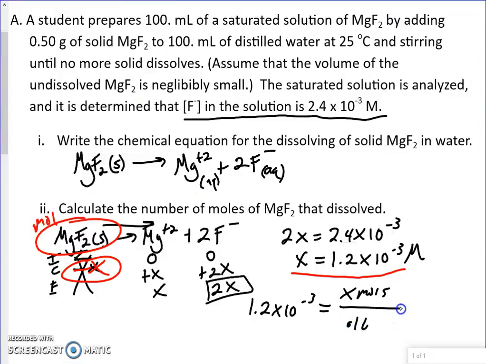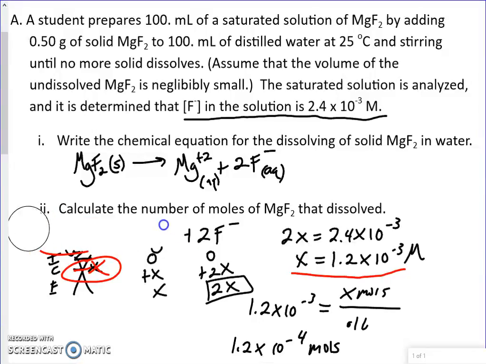And we can basically do that math, and what we're going to end up with is the amount of moles of magnesium fluoride that dissolves. So X, well, let's not do X, we'll just do moles. So the amount that dissolves is going to be 1.2 times 10 to the negative 4 moles. So that's one way to work this out and figure out what's going on. And that's the way I would choose. Let me show you another way that works just as well.